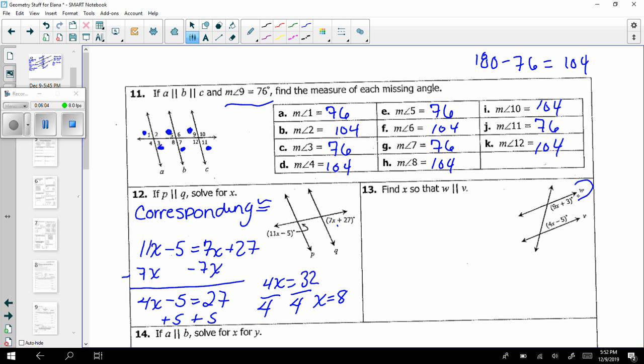Now in this next one, I can see that they're both on the same side of the transversal and they're both inside these two lines, so they're same side interior. That means they are supplementary. When angles are supplementary, if I add them together, they equal 180 degrees. So in order to solve for the variable, I add these two expressions together.